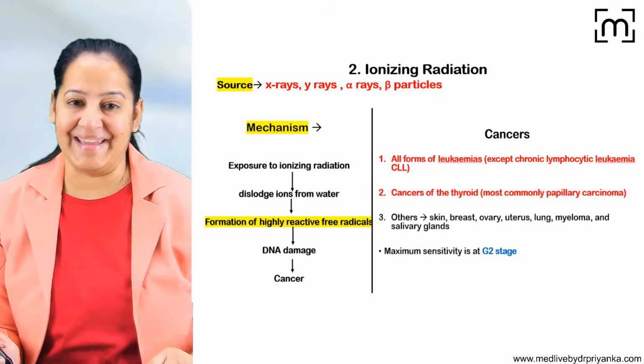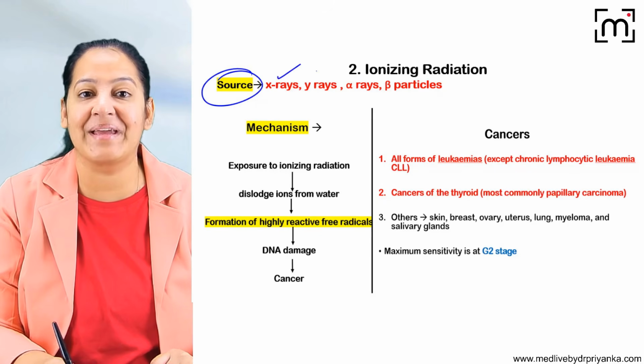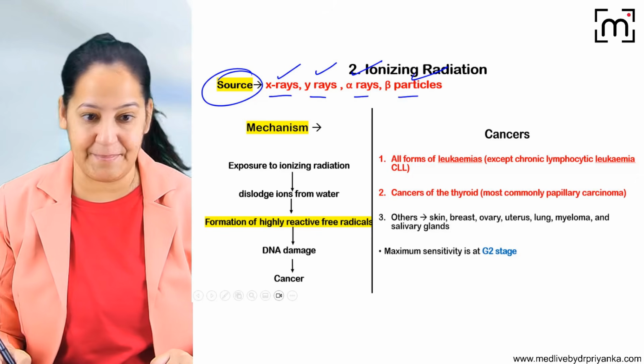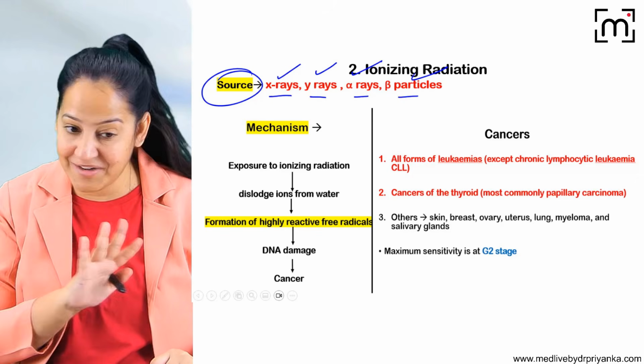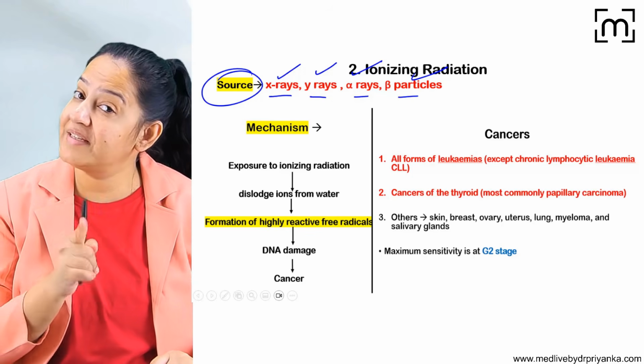Okay, now coming to the IR. In the IR, what is the source? Can you tell me the source? It can be X-ray, gamma ray, alpha ray, beta ray. It can be the source. It is not sunlight. It is not coming from the sunlight. It can be coming from either X-ray, alpha ray, beta ray, or gamma ray.